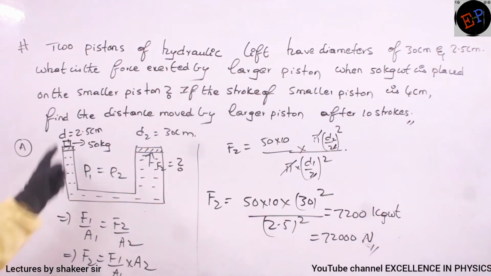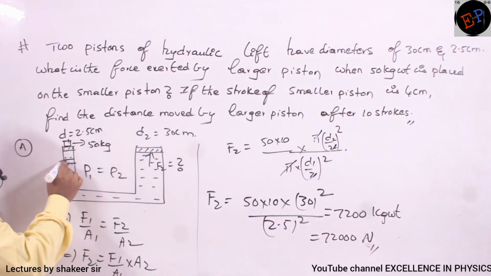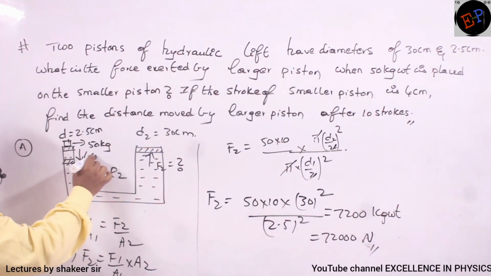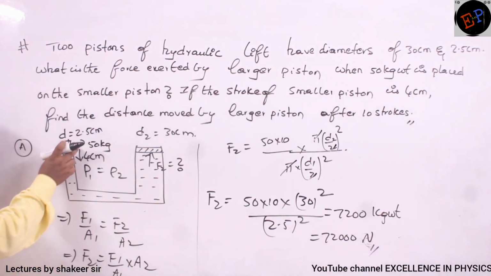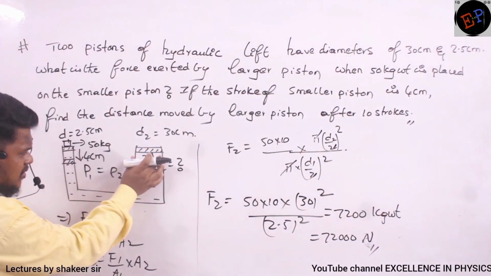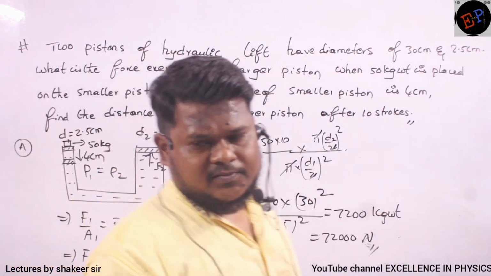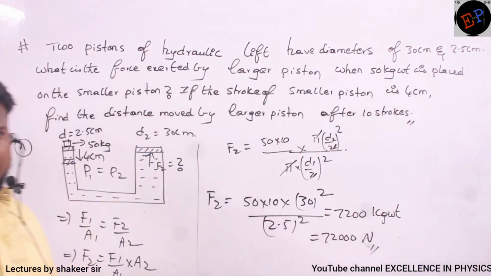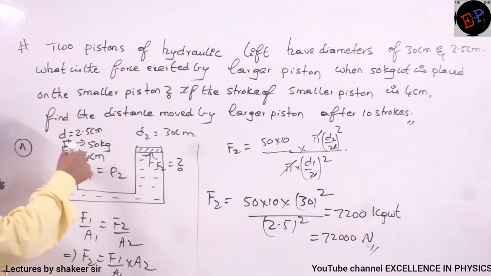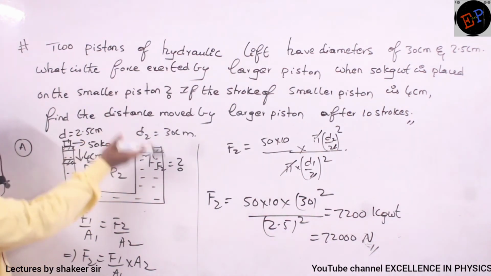Second question is, if the stroke of the smaller piston is 4 centimeter, it means once you apply pressure on the smaller piston, it goes down by how much distance? It goes down by 4 centimeter. That is the meaning of it. Okay. So if this smaller piston goes down by 4 centimeter, I have to calculate the bigger piston moves upwards by how many centimeter? Able to understand now? For the smaller piston, for one stroke, it goes down by 4 centimeter. Then the bigger piston should move upwards. No? It moves upwards by how many centimeter?